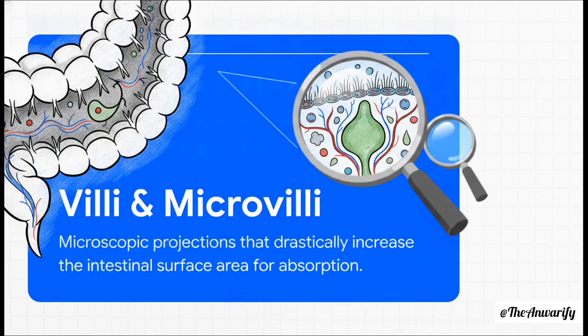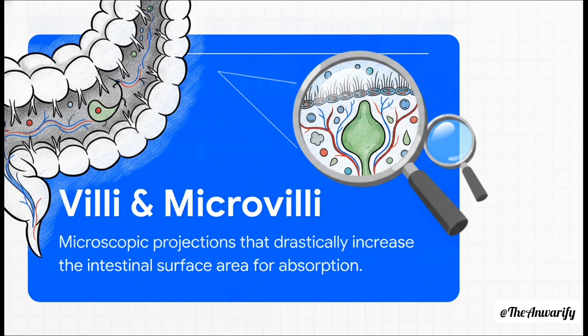Now, what's really interesting about this is how the body maximizes all of that absorption. The small intestine's inner wall isn't just a smooth pipe. It is heavily folded and densely covered in microscopic, finger-like projections called villi. And it doesn't stop there. The cells on the villi have even tinier hair-like structures called microvilli. This drastically increases the surface area. Inside each individual villus is a network of blood capillaries ready to absorb sugars and amino acids directly into the bloodstream.